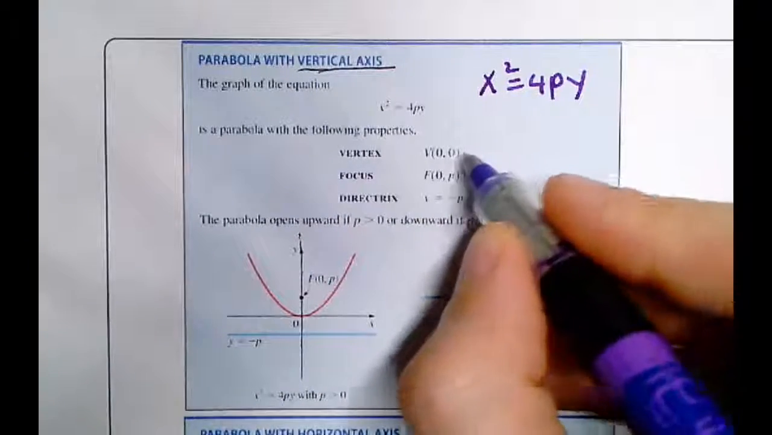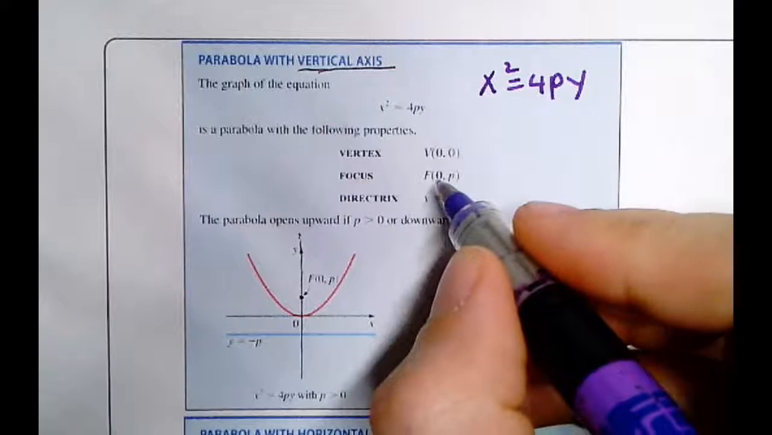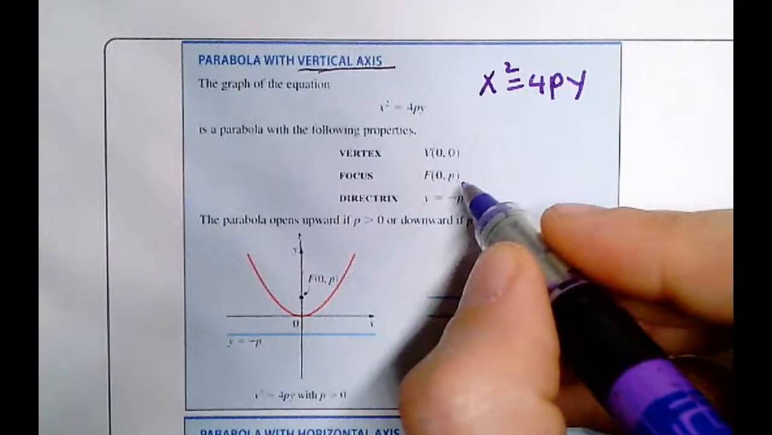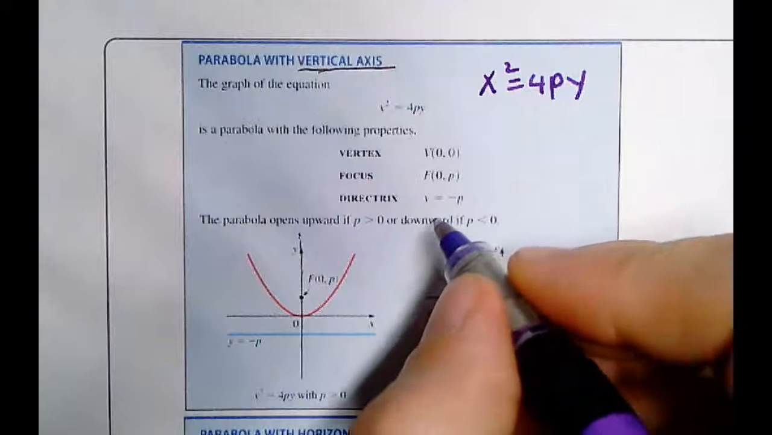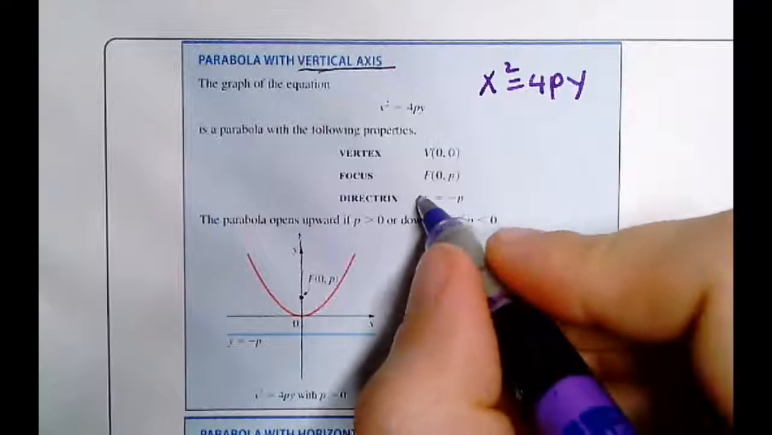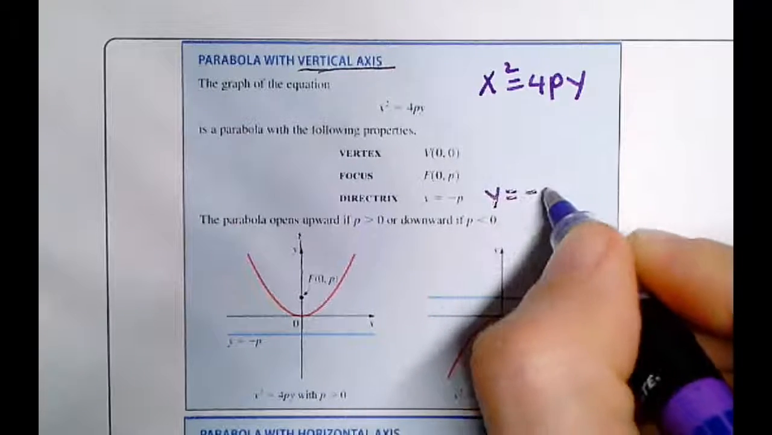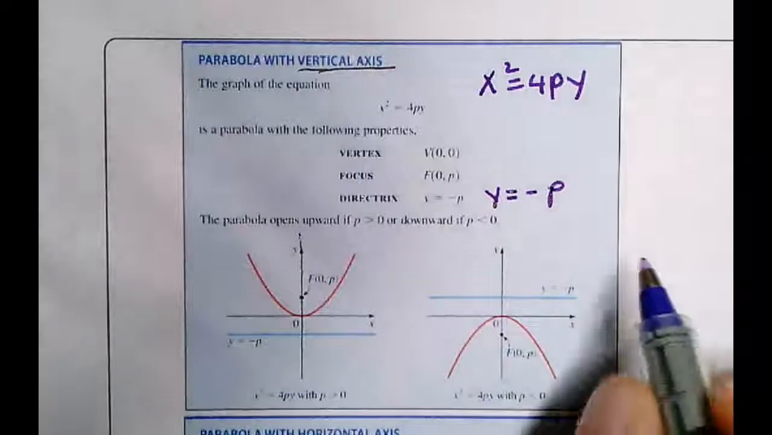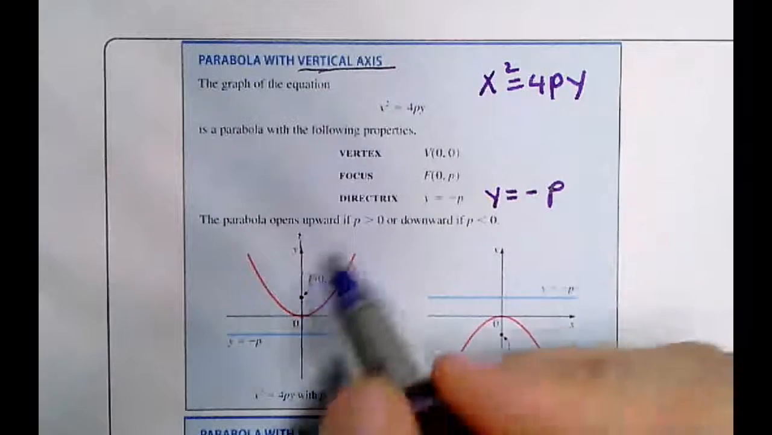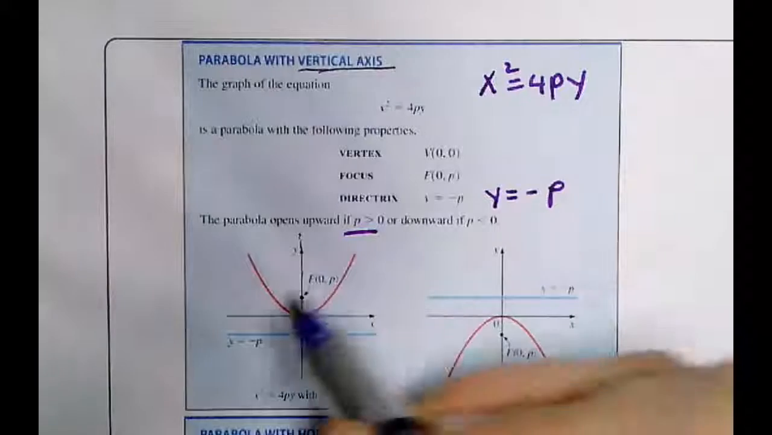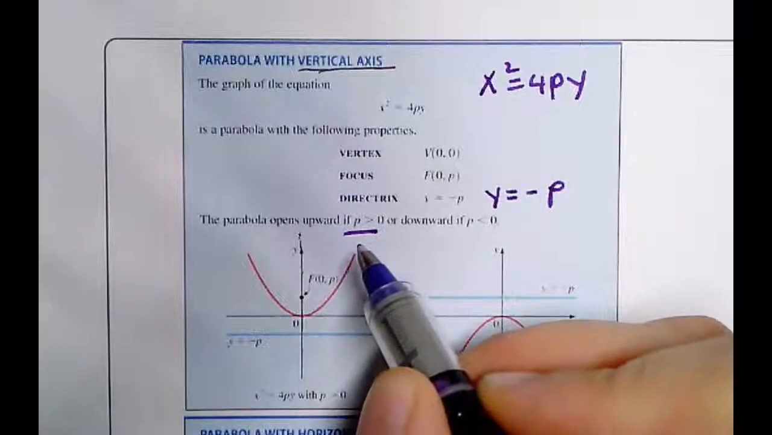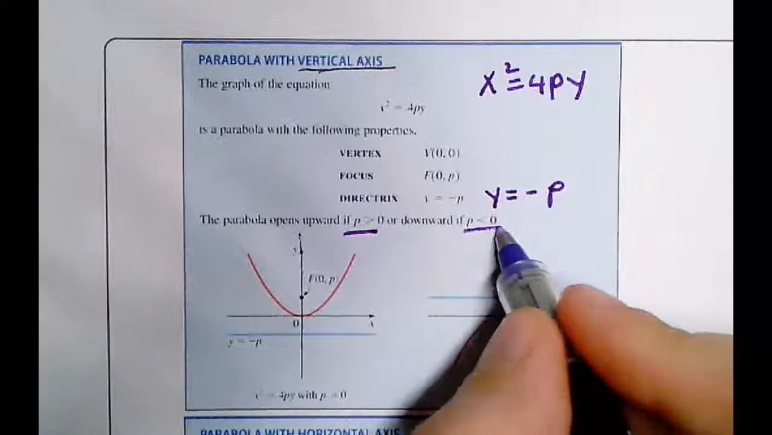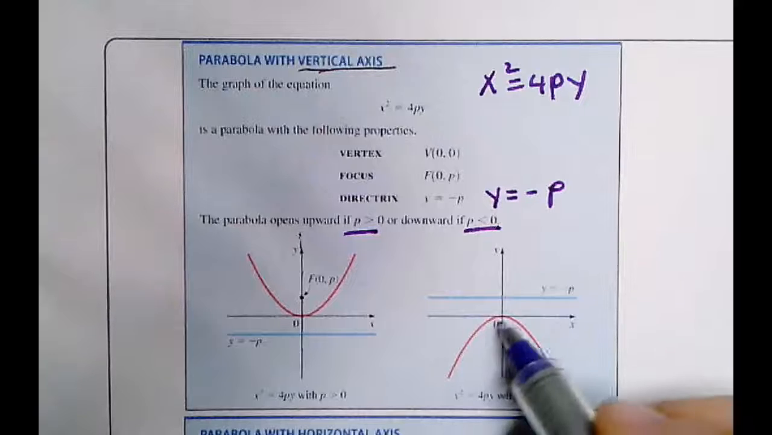The vertex is at the origin. The focus is at (0, p). And then the directrix is the equation of the horizontal line, y equals negative p. Okay, so if p is a positive number, the parabola is going to go up and it's going to look like this. And if p is a negative number, the parabola is going to go down and it looks like this.